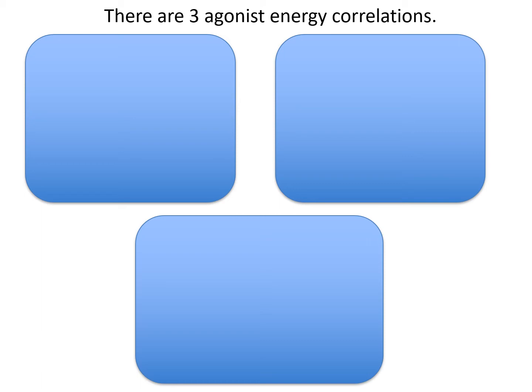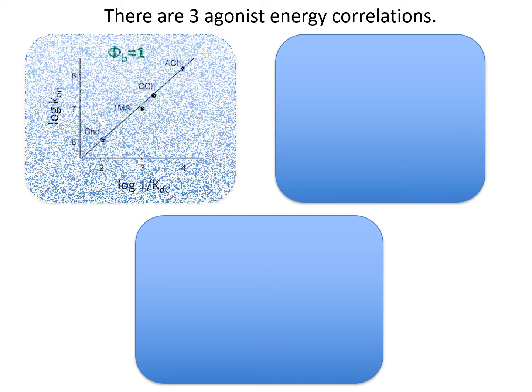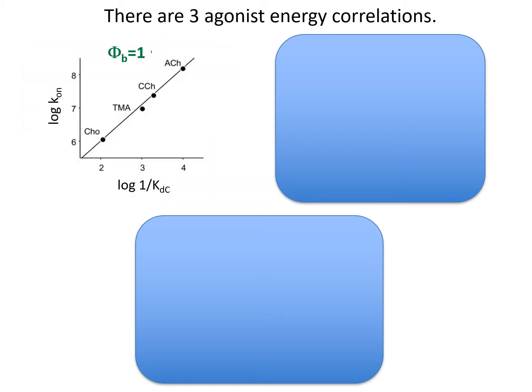So the first one is the one we just described, which is that KDC is determined by K on. If you make this plot, which is a log-log plot of the rate versus equilibrium constant, that's called a rate equilibrium free energy relationship. This is for one binding site and four agonists. You can see that the slope of that line is 1, meaning that the on rate is completely determined by the equilibrium constant. The off rate is the same for all agonists.